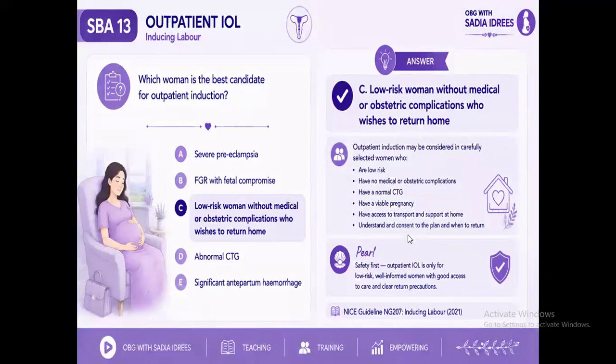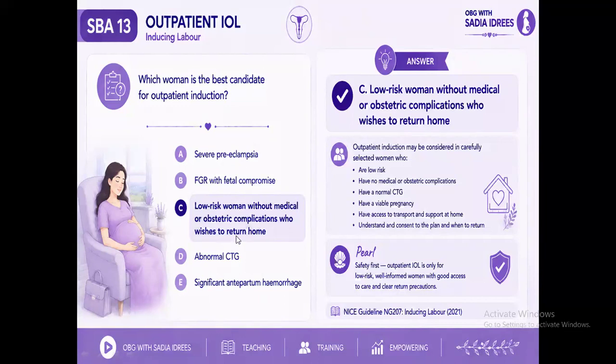Okay, now let's change the setting completely. Which woman is the best candidate for outpatient induction? A, severe preeclampsia. B, fetal growth restriction with fetal compromise. C, low risk woman without medical or obstetric complication who wishes to return home. D, abnormal CTG. E, significant antepartum hemorrhage. This one should be quick. Correct answer is low risk woman without medical or obstetric complication who wishes to return home.